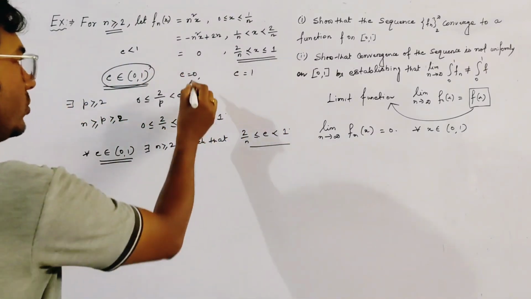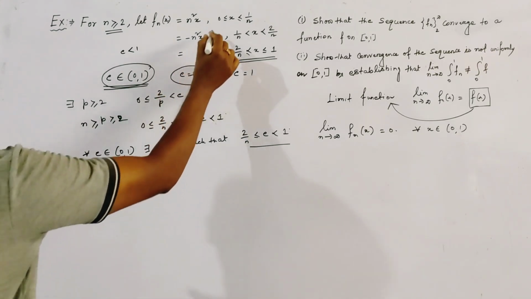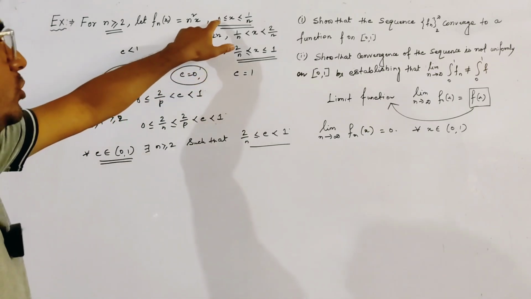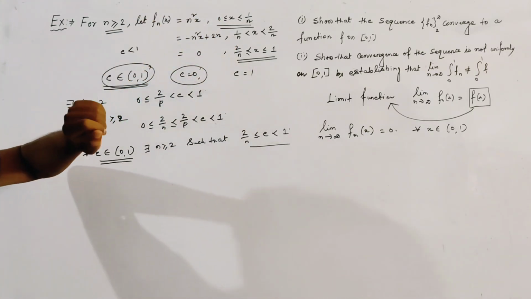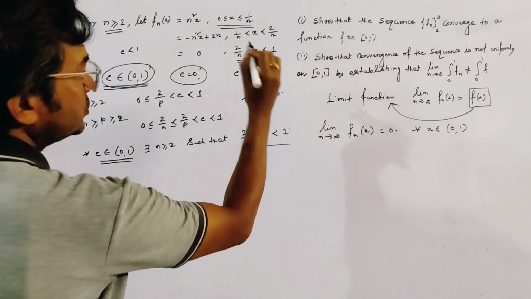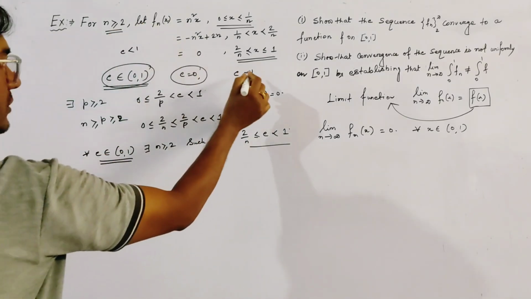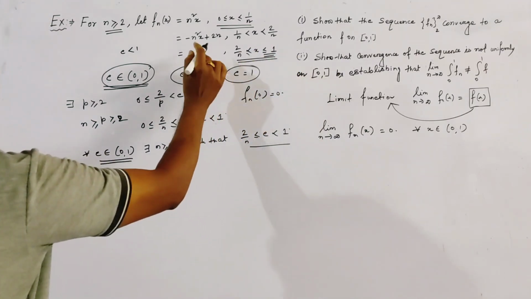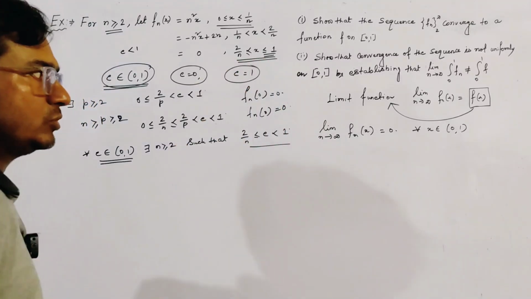Now we put c equal to 0. Then we go to the first interval, because here x equals 0, and clearly if we put x equal to 0, then we get f_n(0) equal to 0. Similarly, if we put x equal to 1, that is c equal to 1, then it is also 0. So f_n(1) is equal to 0.